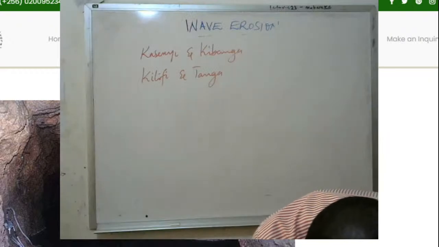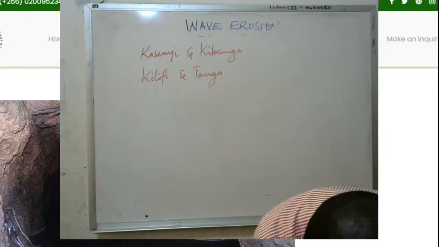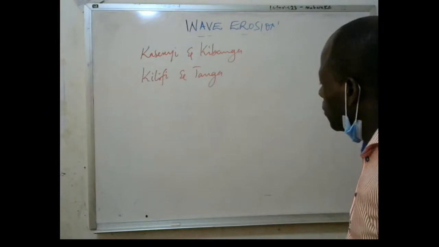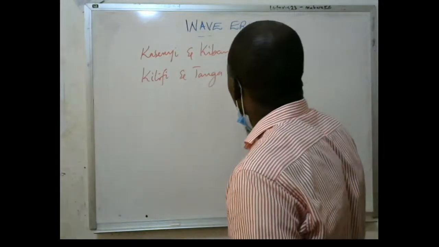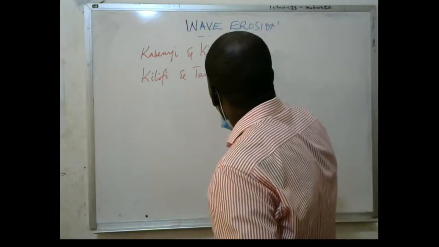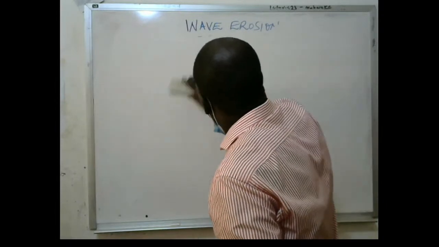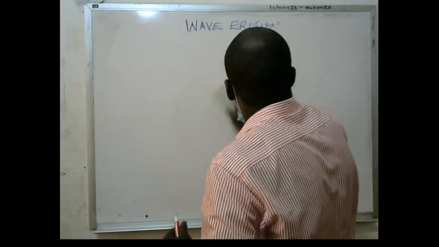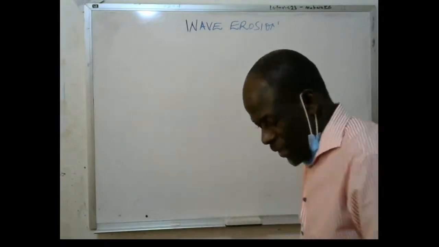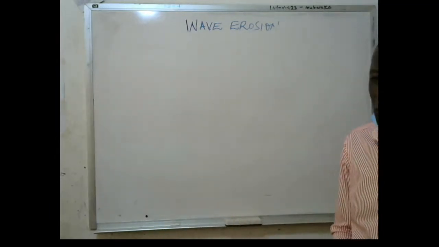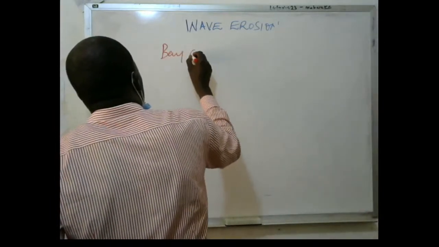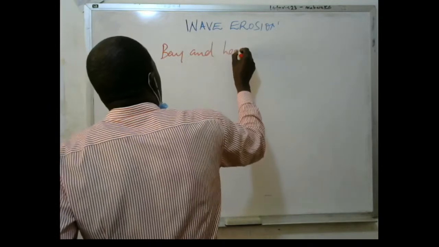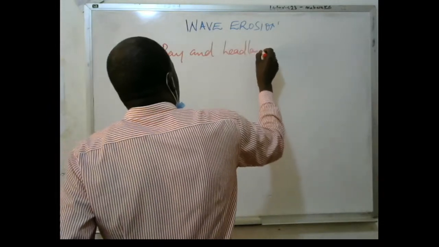Having looked at that category, we go to the third category, or the third family, of coastal landforms arising from wave erosion. This category includes bays and headlands.